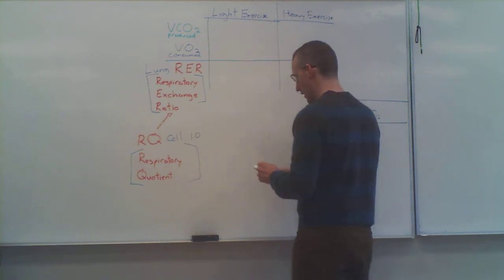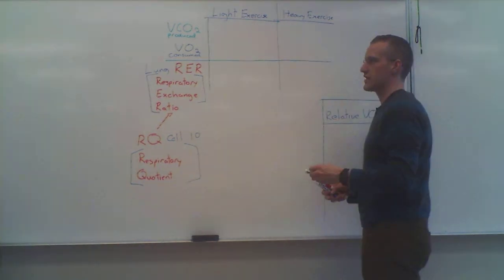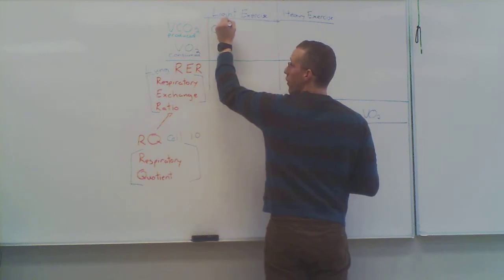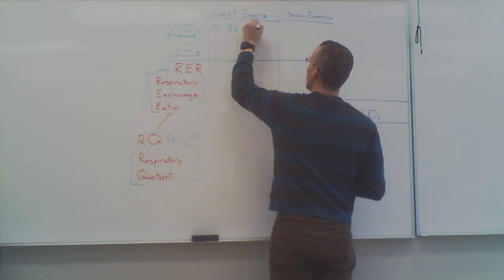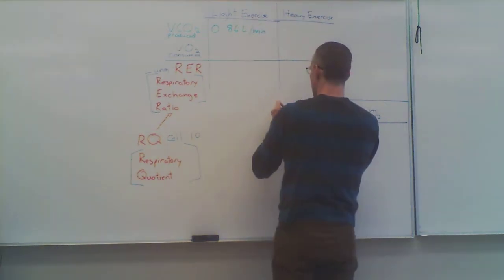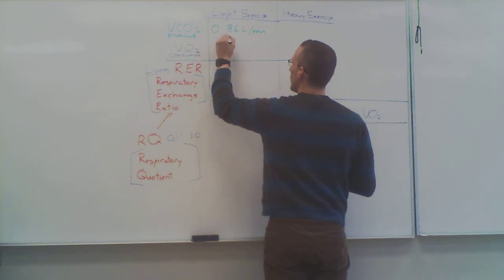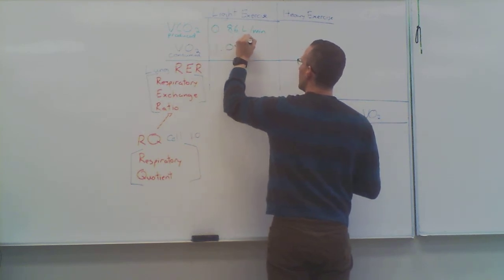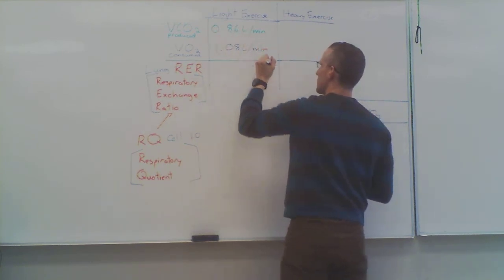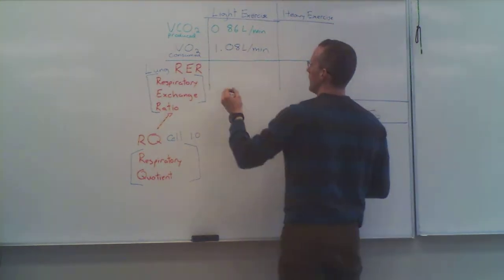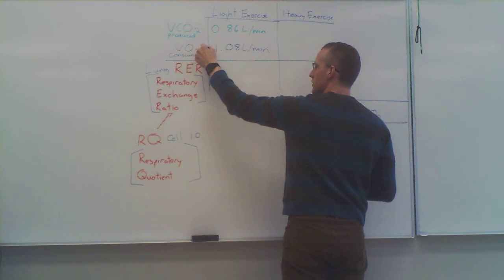Well, let's take an example during light exercise. Let's say we're producing 0.86 liters per minute of CO2, and we are consuming 1.08 liters per minute of oxygen. Well, the formula for RER is quite simple. It's CO2 produced over oxygen consumed.